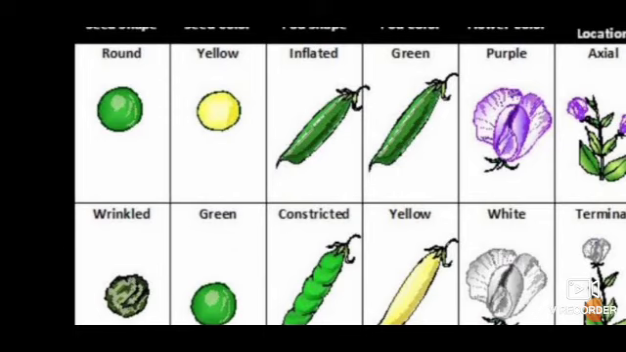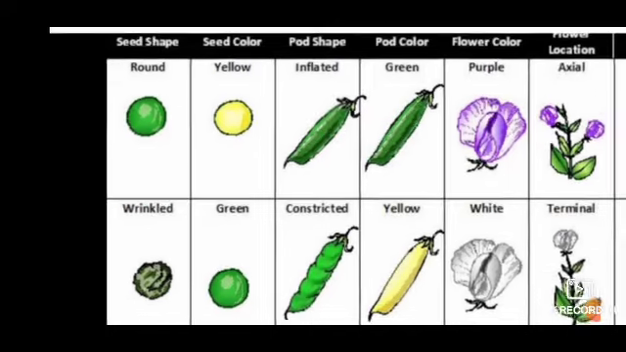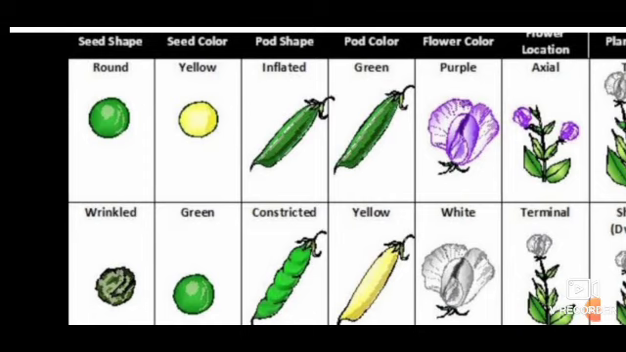First one, round and yellow. What is this round shape? Yellow seed, and wrinkled and green. Now in your table, somewhat capital R, capital Y, small y, small r you are able to see. So let me tell you the denotation. What is the symbol for round? What is the symbol for yellow? And what is the symbol for wrinkled shape? And what is the symbol for green?